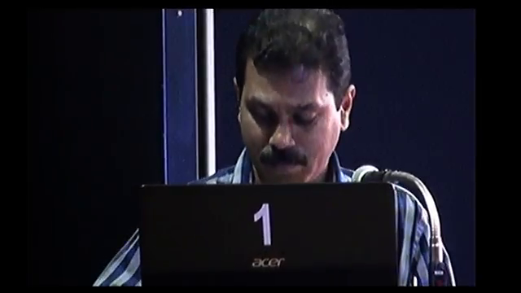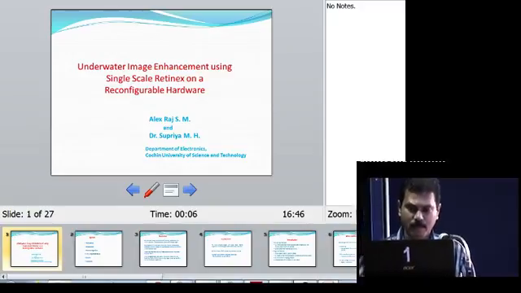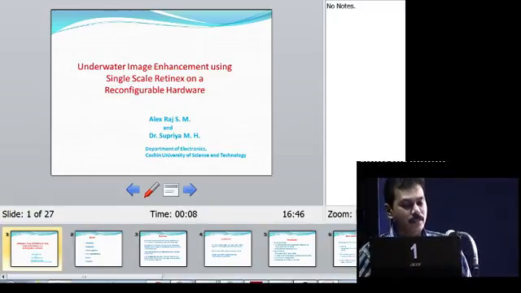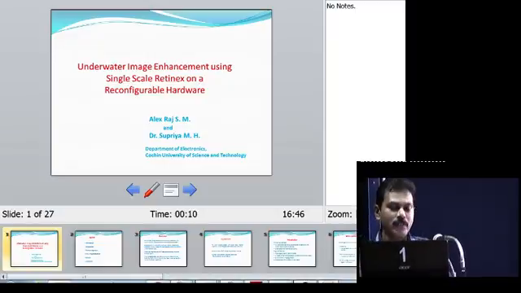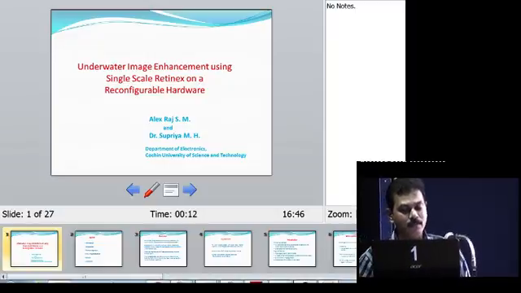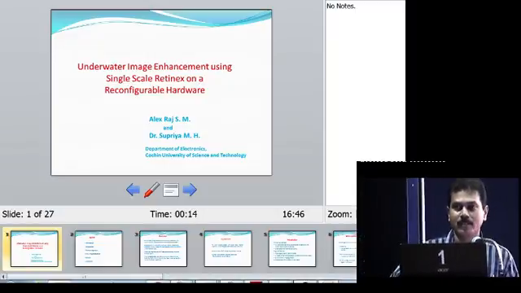Good evening, all of you. I am Alex Raj, scholar in the Department of Electronics, and my topic is underwater image enhancement using Single Scale Retinex on reconfigurable hardware. My agenda is the motivation towards this work, introduction, the Retinex algorithm, then FPGA implementation, results and conclusion.